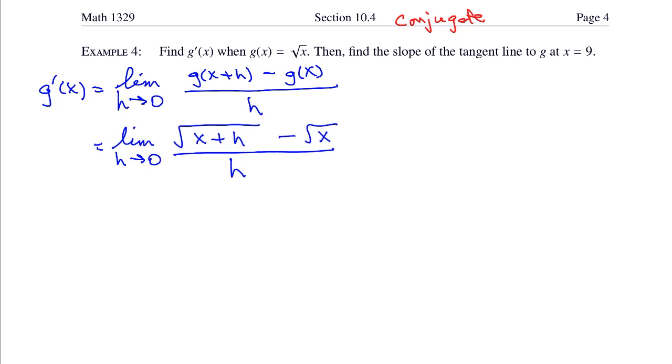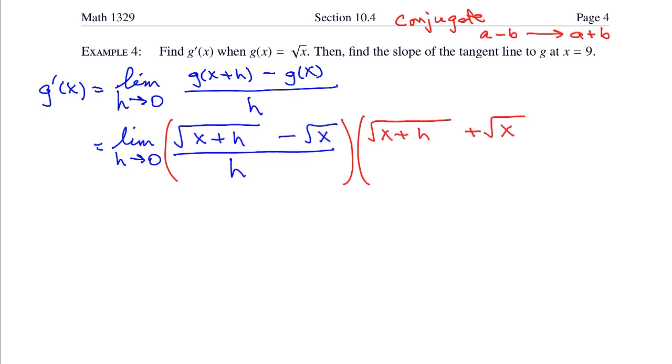Okay? The conjugate is when you take something that is, let's say, a minus b, and you turn that into a plus b. In other words, you change the sign in the middle, right? But you only change one sign. Here I have something that is sort of a plus b or a minus b. And so what we're going to do is we're going to multiply this by the conjugate of this numerator. So it's going to be the square root of x plus h plus the square root of x.